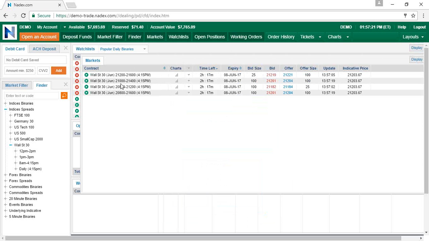Okay, those two spreads, $24 to get in this one, $200 to get in this one. Oh, but where did I buy? One of them, I was able to buy in at 21,204. The other one, I got in at 21,221. And where's the market right now? 21,202.